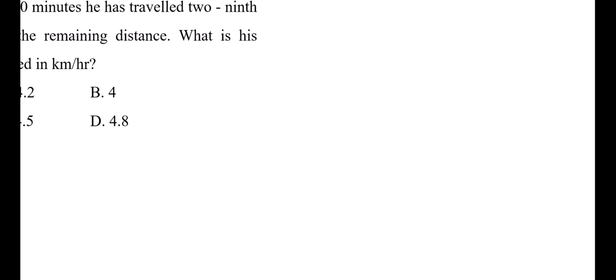What's the answer? This is again a bit tricky question actually. A man who has to walk 11 kilometers finds that in 30 minutes he has traveled 2/9 of the remaining distance. See, total distance is how much? 11. 2/9 means 2 is to 9, means he traveled 2 kilometers, yet to travel 9 kilometers.